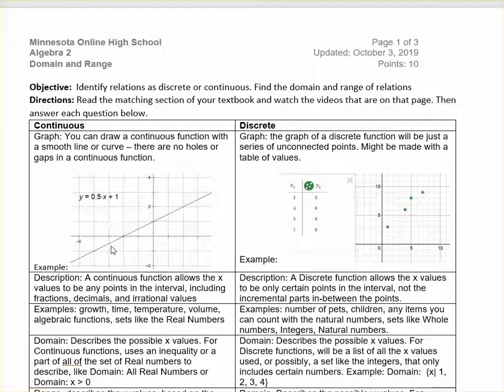This first part here is a bit of a review. A continuous function, when you graph it, you can draw a continuous line. You don't stop or start. You can do it in one motion. It's a smooth curve or line. No holes, no gaps, no jumps. That's continuous. When you graph a discrete function, you're only going to get points. You don't connect them. It's just points on a graph, like a scatter plot.